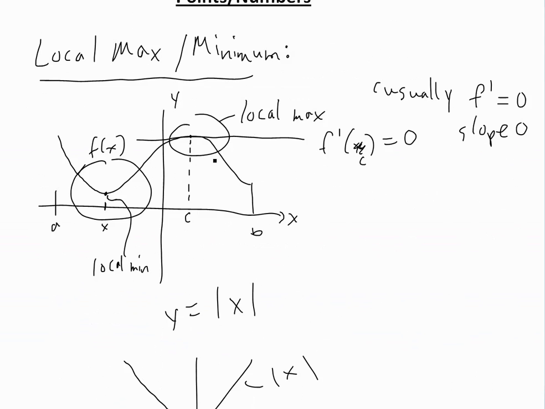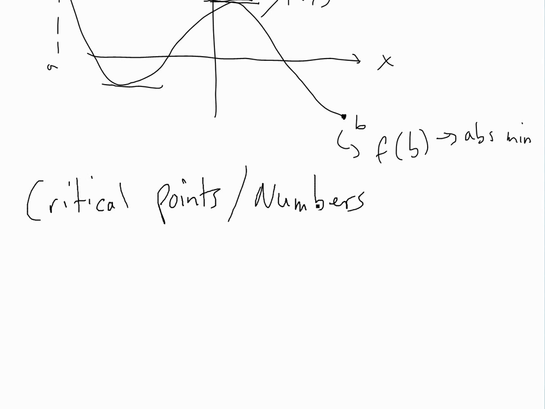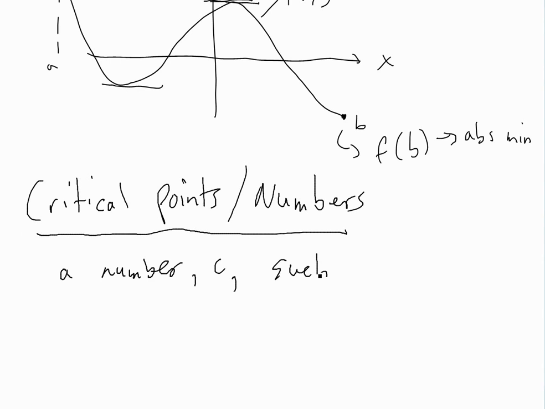Now if we look at critical points and numbers, basically the critical point is the point, and the critical number is just the x value. Numbers is the same thing, just how you use them in context. A critical point or number is a number c such that, for the function f of x, f prime of c is either equal to 0 or doesn't exist.